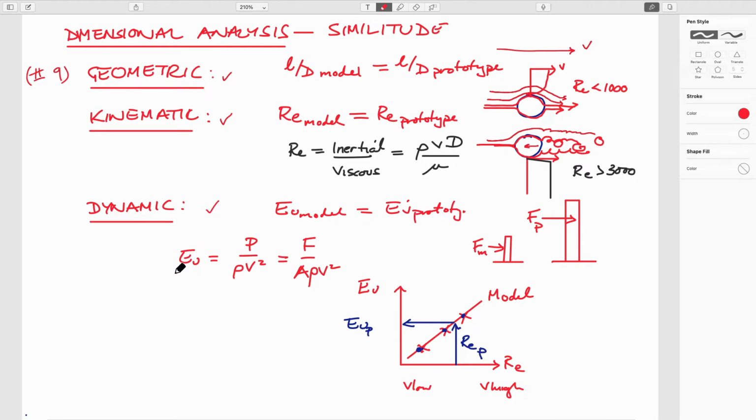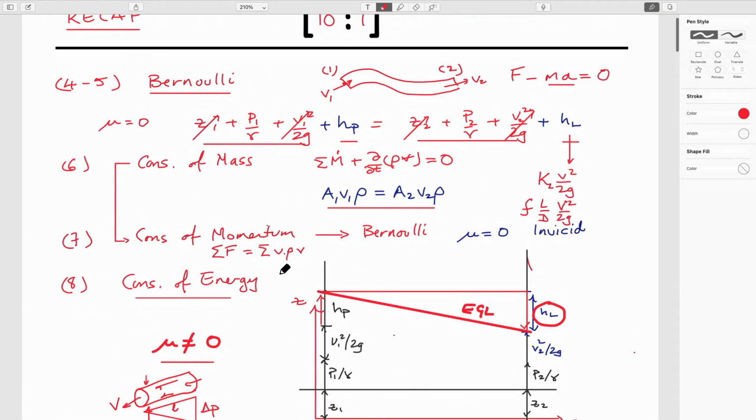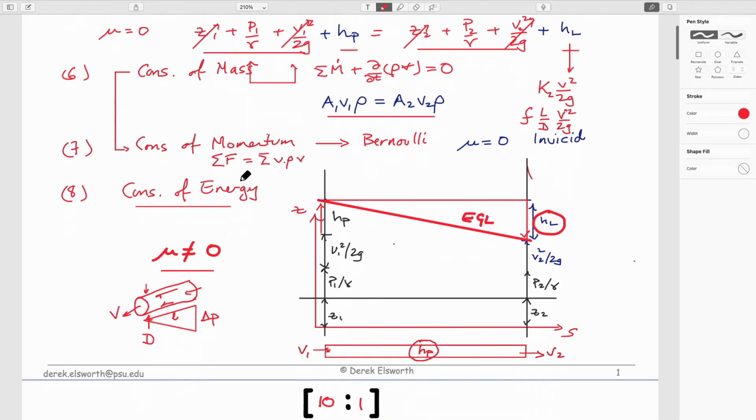And so dynamic similitude means that the Euler number of the prototype, well, let's do it the other way. We had a model. Euler number for the model is equal to the Euler number for the prototype, just the same as for this. And actually this is something we did derive maybe the second time we met. You can do it directly from Bernoulli's equation by taking these two terms, as we did, and dividing one by the other. You'd end up with an Euler number.